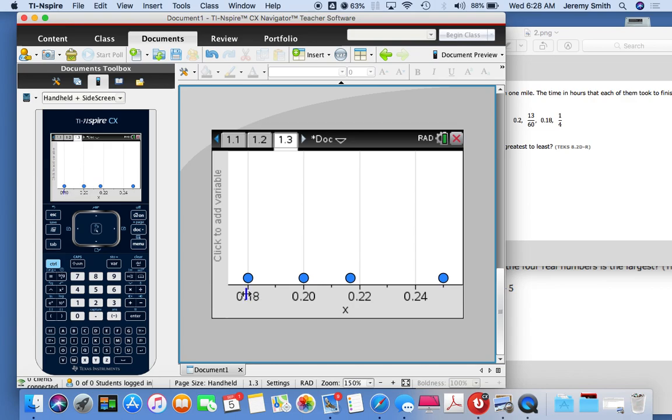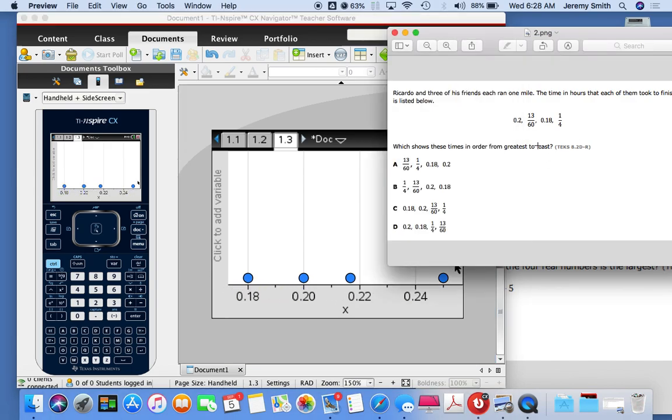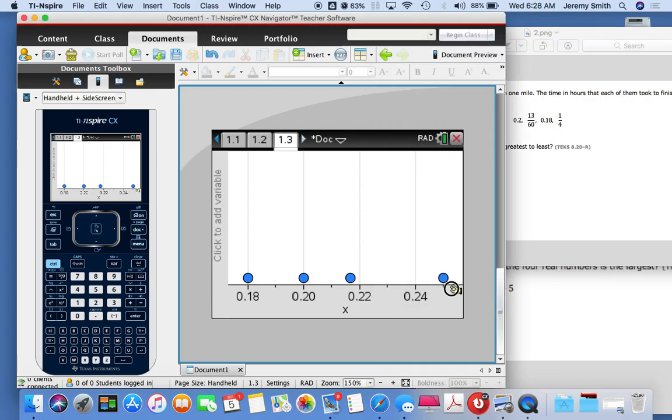Now I just ordered this. Now remember, this is going from least to greatest. This is based on the order. Look at the order of this. So obviously, this right here is telling us to order from greatest to least. So think about it. If it's asking us to order from greatest to least, the greatest one will be 0.25.